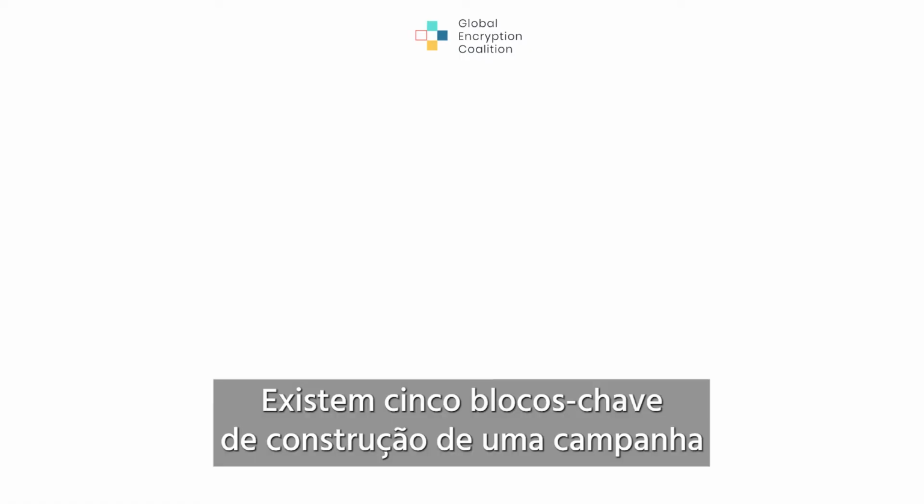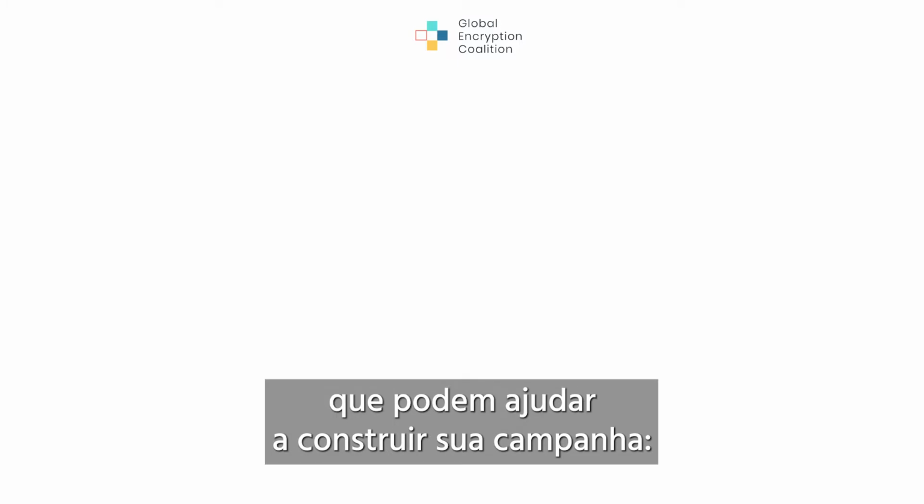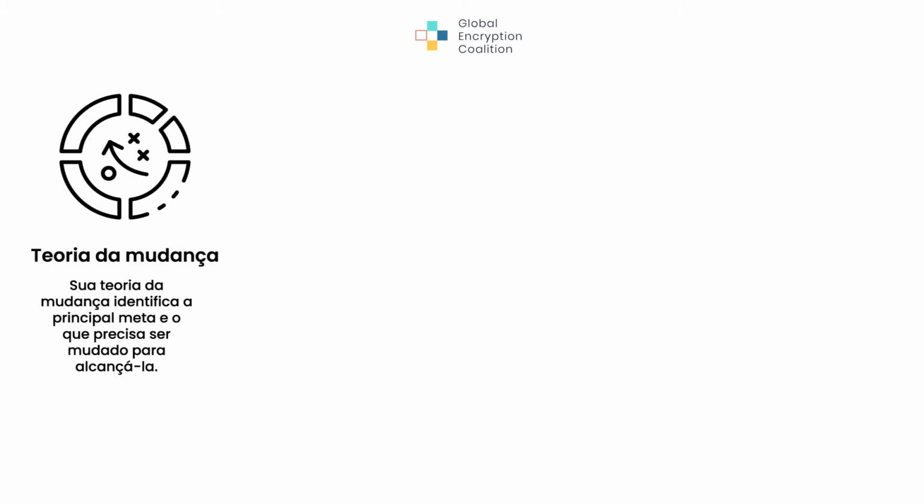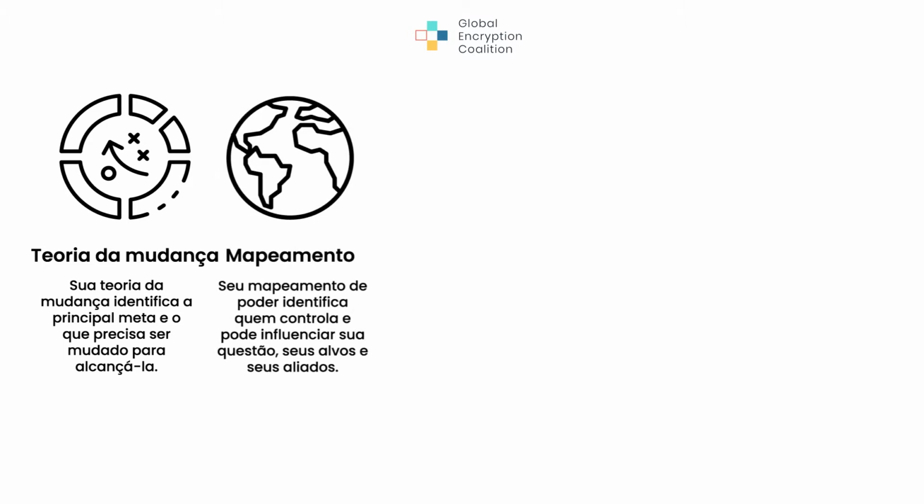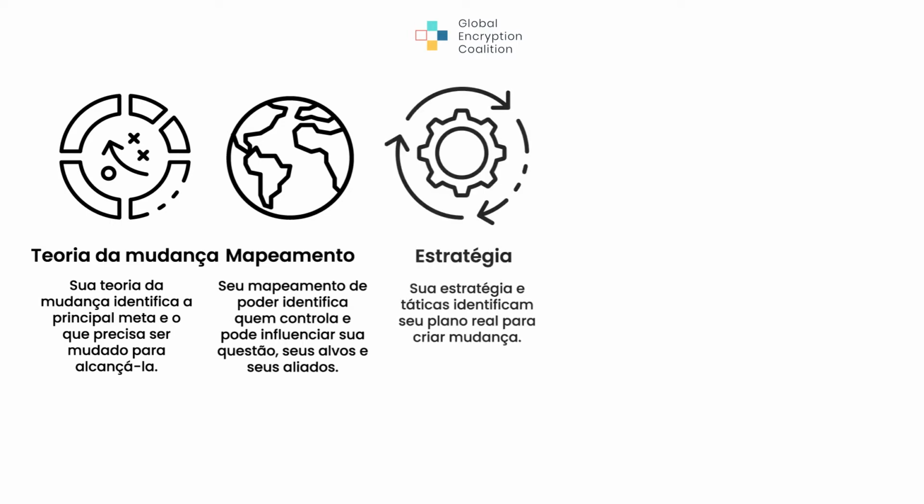up. There are 5 key campaign building blocks that can help you build your campaign. Number 1, your theory of change identifies your ultimate goal and what needs to change in order to reach it. Number 2, your power mapping identifies who controls and can influence your issue, your targets, and your allies. Number 3, your strategy and tactics identify your actual plan to create change.